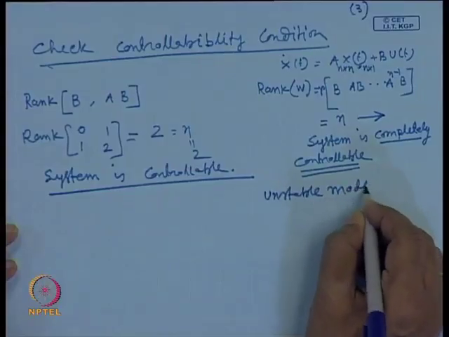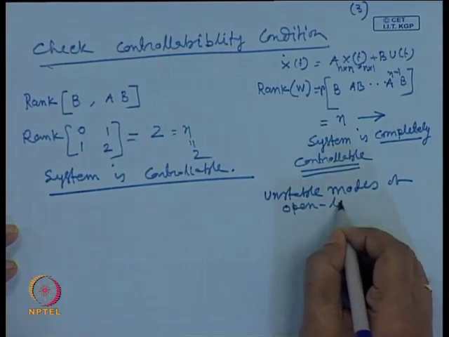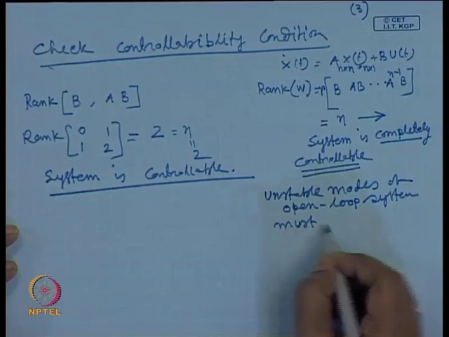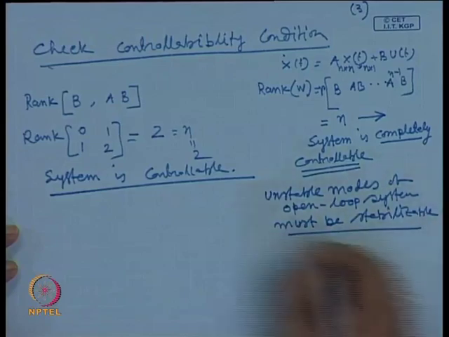If you satisfy that condition, then the system is said to be stabilizable. But if an uncontrollable mode is not controllable, then it is not stabilizable. Hence, it indicates that we cannot apply the LQR control problem. So, in other words, the unstable modes, meaning the eigenvalues, of the open loop system must be stabilizable. This is the important thing.